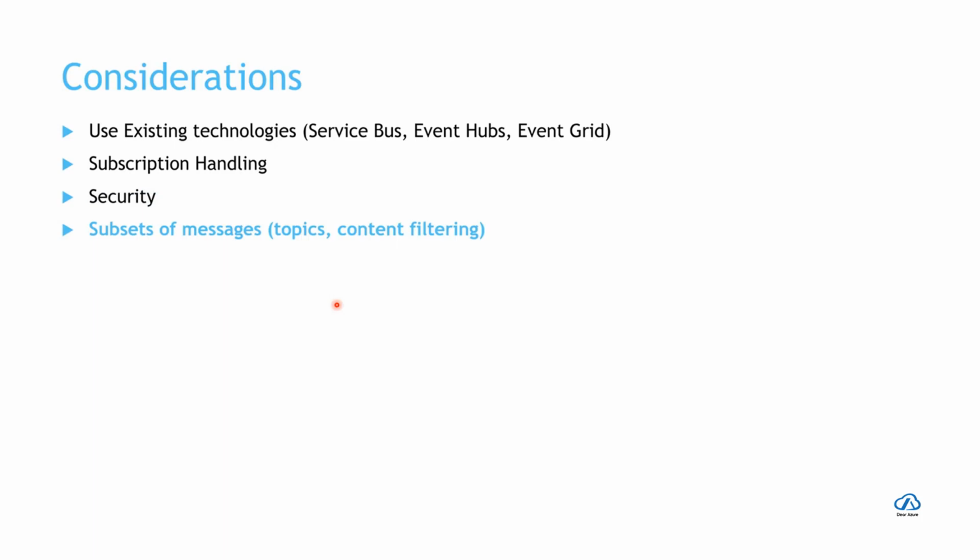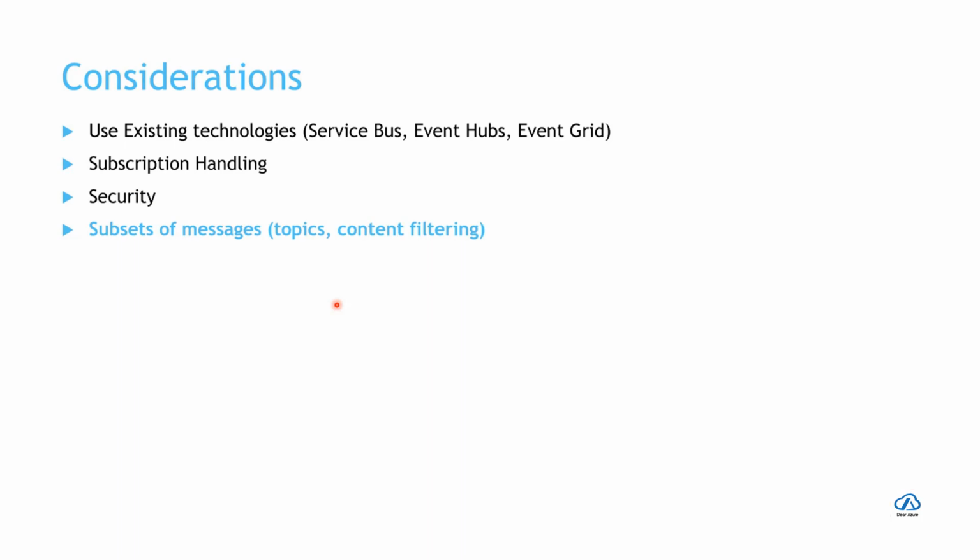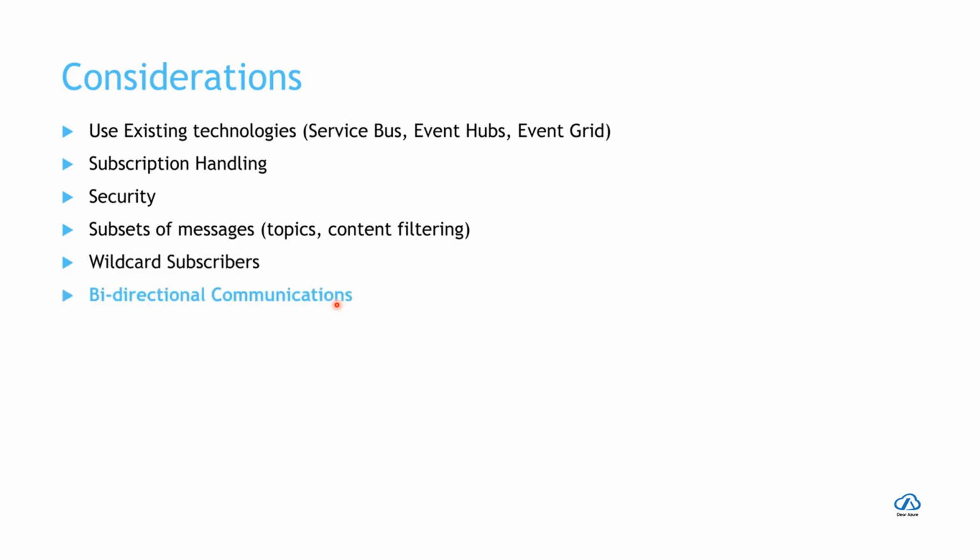And in some scenarios, some subscribers are interested in a subset of messages, and you need to consider implementing some content filtering. If some subscriber is interested in a certain topic or a certain category, you need to allow them to apply this to your topic. And also, wildcard subscriber is an interesting point. Some subscribers are interested in getting everything you are publishing, and by using a wildcard subscriber, you are allowing them to receive every message you are publishing.